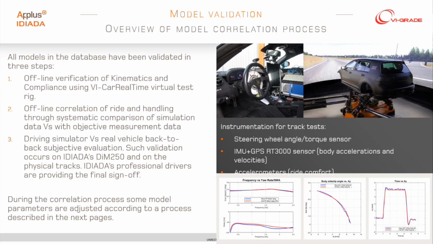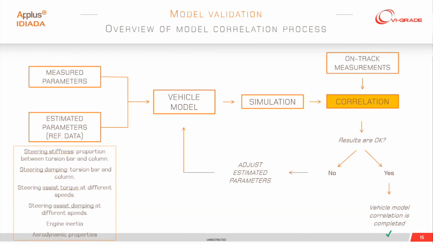So you can see here in the bottom right corner, we have some examples of correlation. For example, a frequency response test, a step steer, and things like that. And correlation is pretty good. So we're quite happy with the models. And of course, there is some back and forth in this phase. It's not that we don't go back once we leave one phase, but we ask ourselves if the correlation level is good enough at some point.